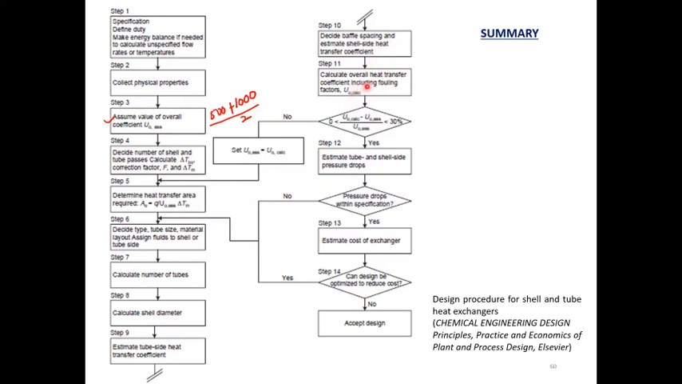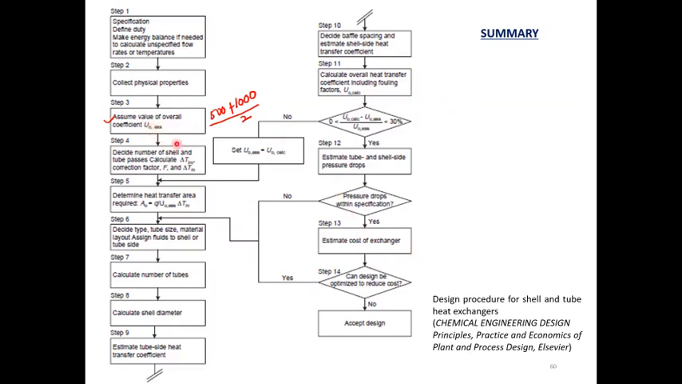And then after that, we may calculate the overall heat transfer coefficient by considering the tube and shell heat transfer coefficients and the dirt fouling factor, or what we call the heat transfer resistance in our calculation, and you may compare the calculated value with the assumed value we made in step 3. If the error is less than 30%, you may proceed to the pressure drop, or otherwise you need to redefine the overall coefficient.